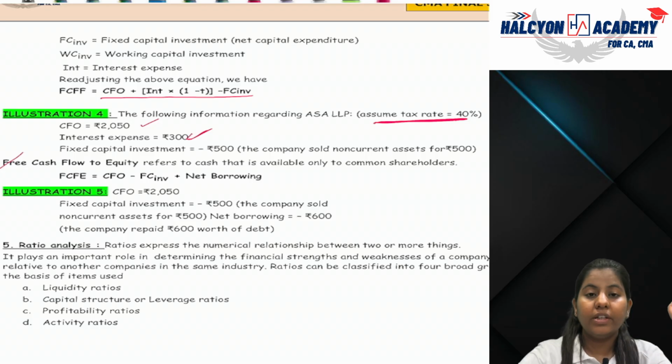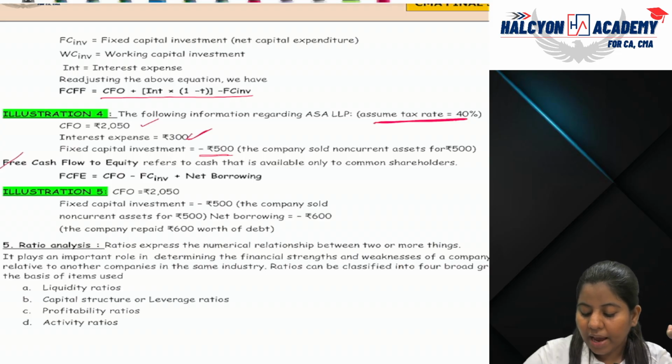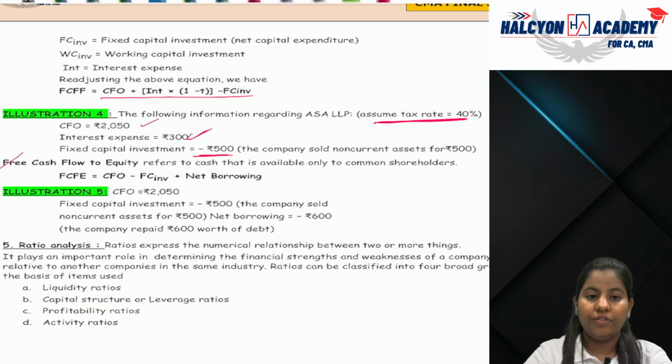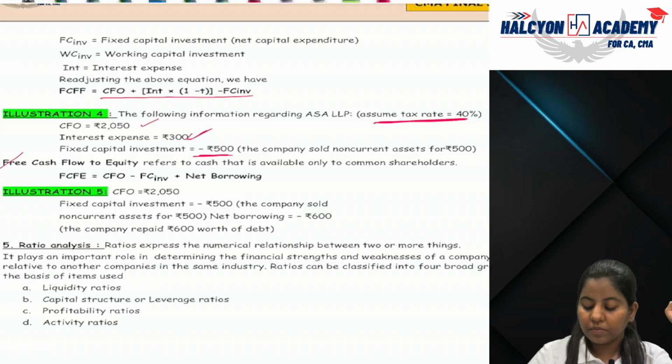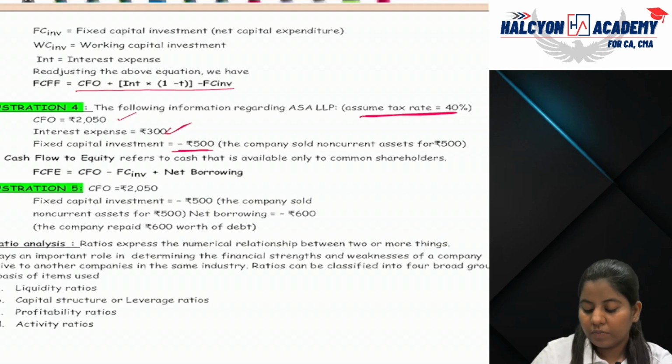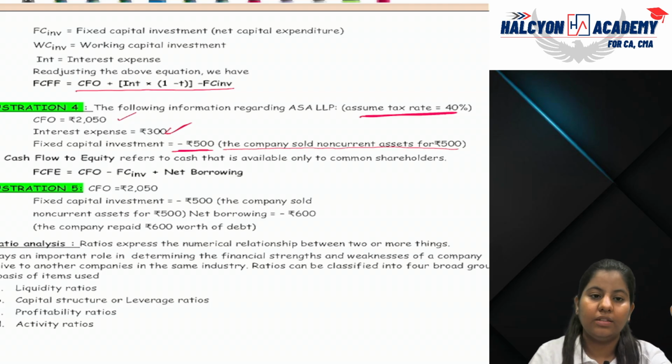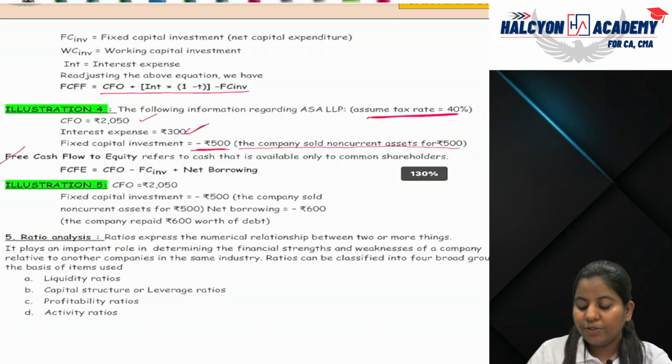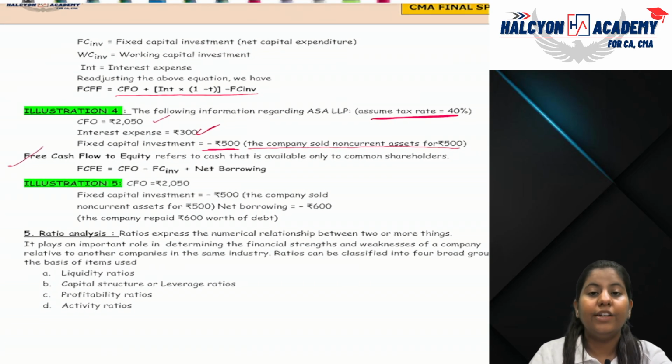See, if fixed capital investment is given in positive, then we have to deduct. That means we have invested in fixed capital. But now here it is given in minus. That means we have sold our investment. If expenditure is negative, that means it is income. See, it is also written here, the company sold non-current assets for 500 rupees. So there is cash inflow. So we will add it instead of deducting it.